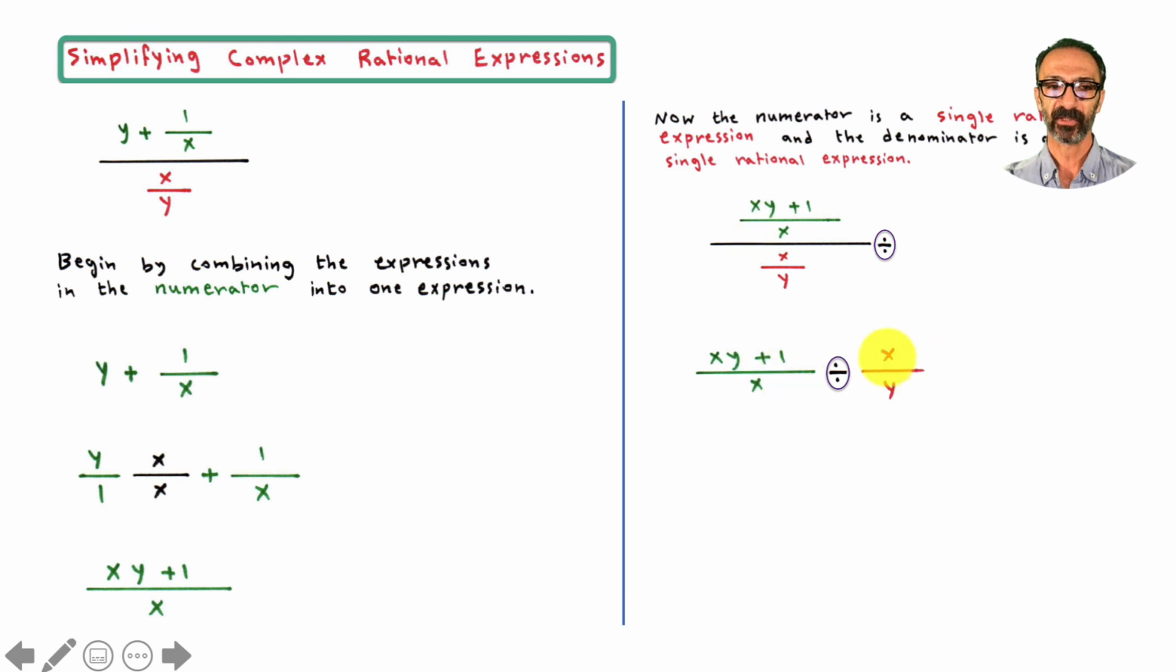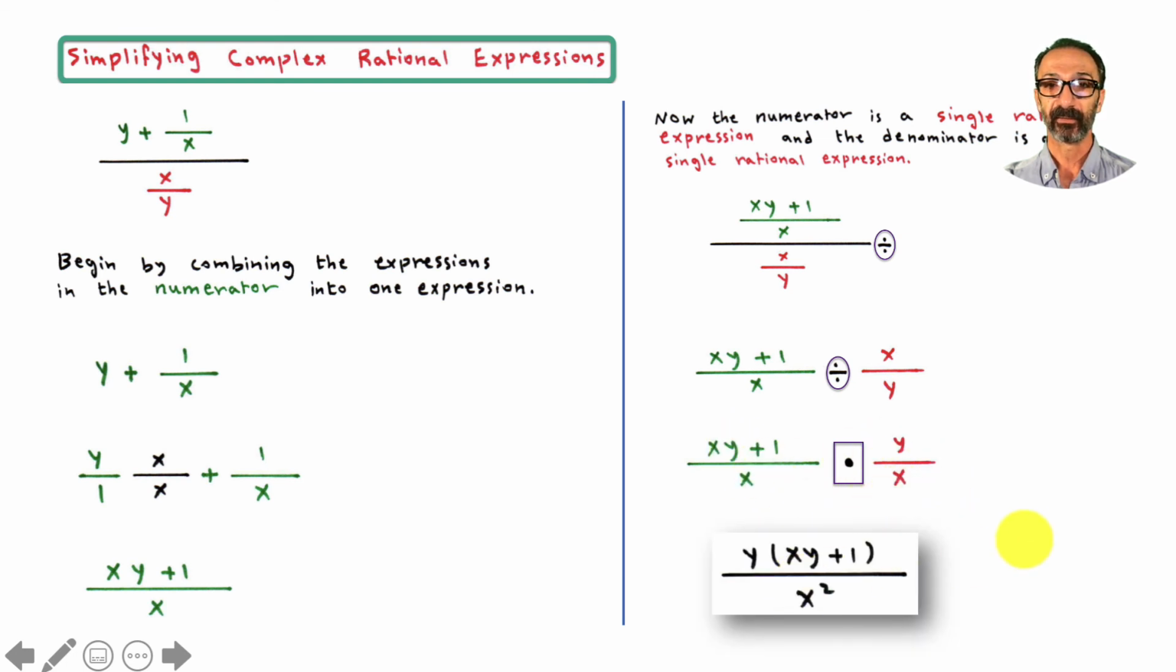First, I wrote it this way so you could see it clearly, step by step. Change it to multiplication. If you do that, you have to flip this and take the reciprocal of x over y, which is y over x. Once you're done, multiply across, and that's how we do it. Nothing's going to cancel, as you could see, and that should do it. Not too bad at all.